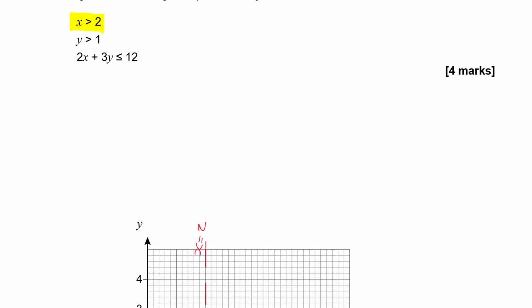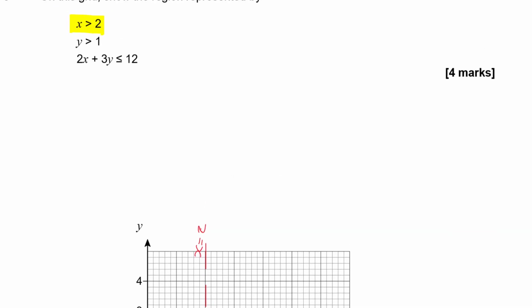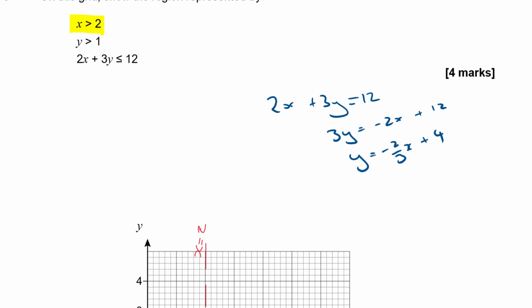Okay, and finally I've got a slant line, haven't I? I've got 2x plus 3y is less than or equal to 12. Now let's have a look at the related line, 2x plus 3y is equal to 12. Just going to rewrite that in the form y equals mx plus c, so I know a little bit more about the line. So 3y equals minus 2x plus 12. And then dividing both sides by 3, I'm going to get y equals minus 2/3 of x plus 4.